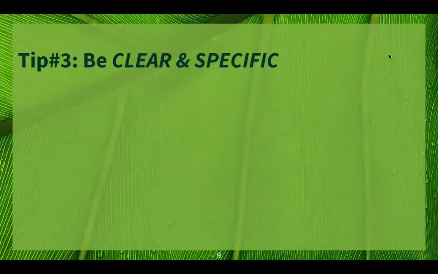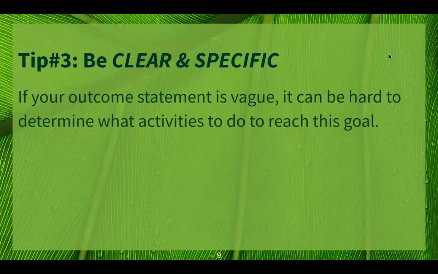Okay, tip number 3, be clear and specific. If your outcome statement is vague, it can be hard to determine what activities to do to reach this goal. Just like narrowing down your outcome statements to just 3 to 5 statements, you also have to narrow down what you're actually going to do with your time and resources to achieve your goals. The more focused you are with your outcome statements, the easier it will be to think about potential effective activities.